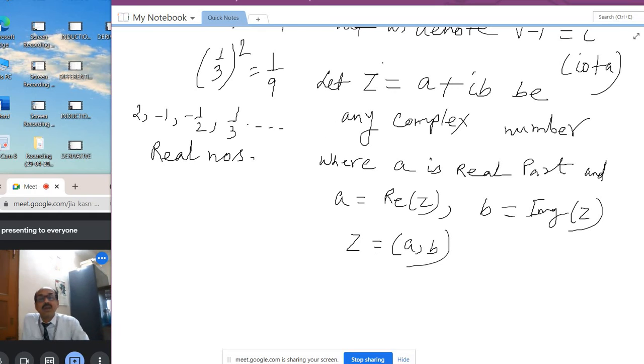And this is also called a plus ib form. Any number we can write in a plus ib form. And suppose one number is 4. So how to write this 4 in complex number form? So 4 is a real number, so the imaginary part is 0. That means we can write 4 equal to 4 plus 0 into i. That means b equals 0. Imaginary part equals 0 here. Okay.